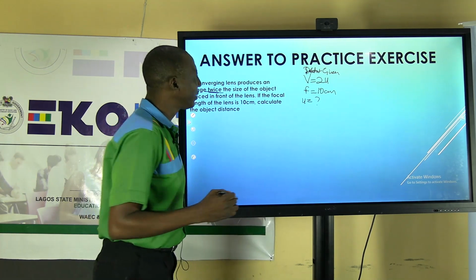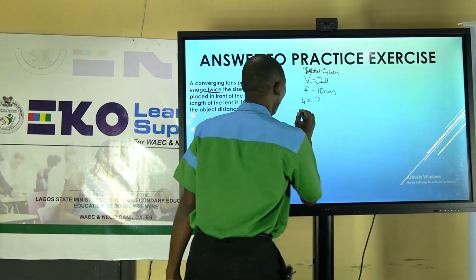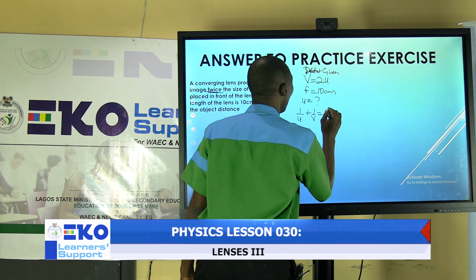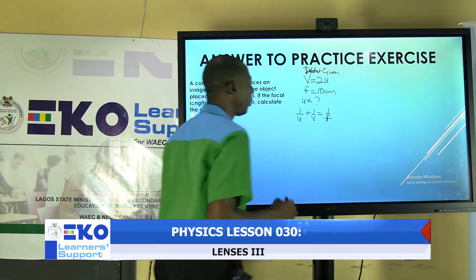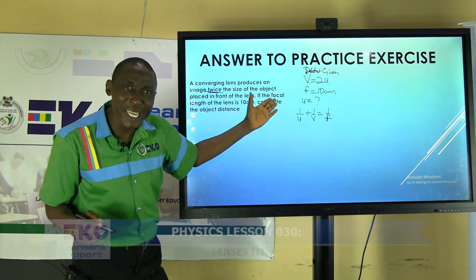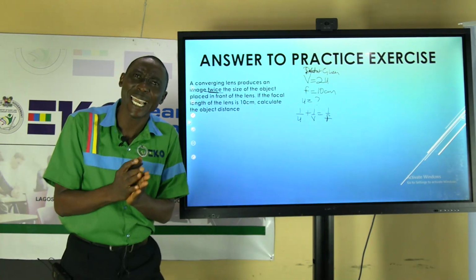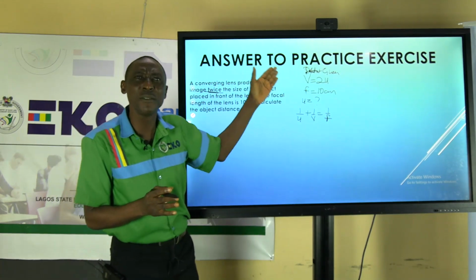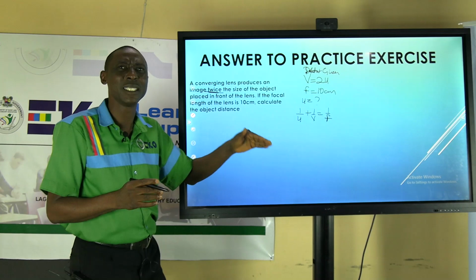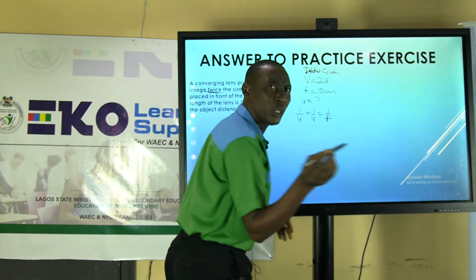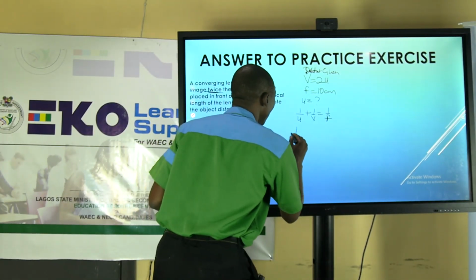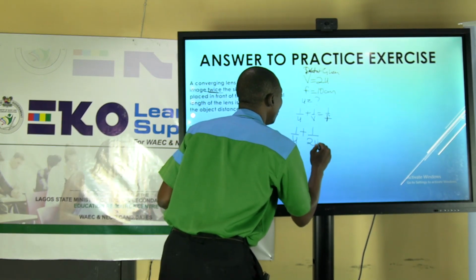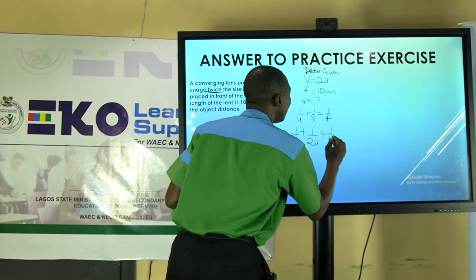Being a converging lens, we have the lens formula: 1 over U plus 1 over V equals 1 over F. But don't forget, from what we are given, because you must adhere strictly to whatever you are given, the information says V is twice the object distance. So we incorporate it into the equation: 1 over U plus 1 over 2U equals 1 over F.